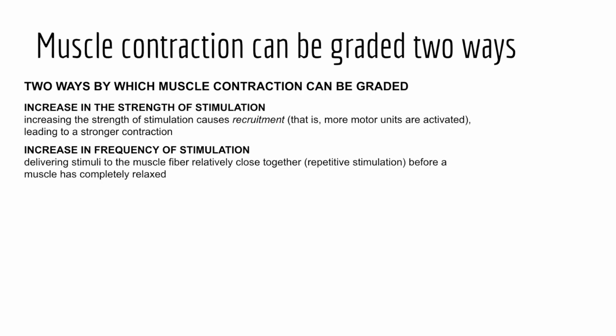Next, I want you to recall PhysioX Exercise 2 Activity 2 from last week, where we looked at the effect of stimulus frequency on muscle contraction. Now, in this manner, by increasing the frequency of stimulation of a muscle fiber rather than the strength of the stimulus, you change the rate of firing of the action potential of the motor neuron. And by doing so, you delivered stimuli relatively close together, or we might say a fiber was repetitively stimulated.